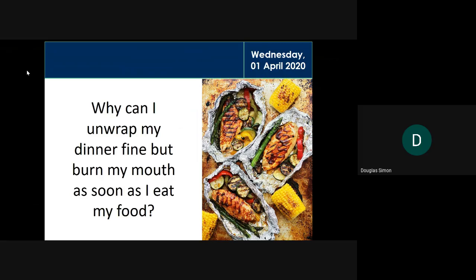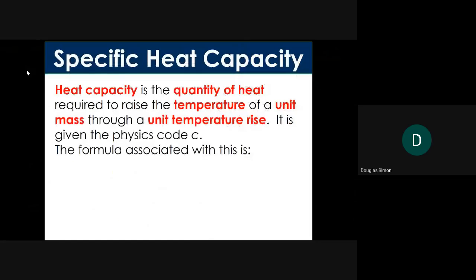So this leads us nicely into what heat capacity actually is and what it means. So specific heat capacity is the quantity of heat required to raise the temperature of a unit mass through a unit temperature rise. Now, unit temperature or unit mass, of course, just means one, so 1 kilogram, 1 degree. And quantity of heat is otherwise just known as energy.